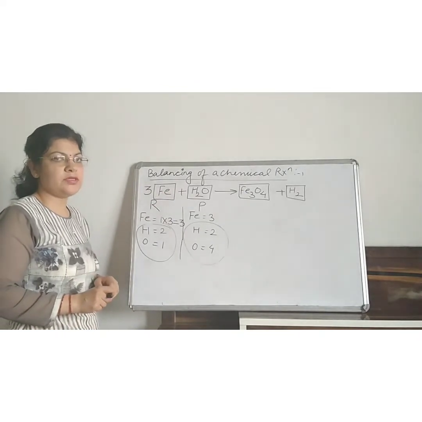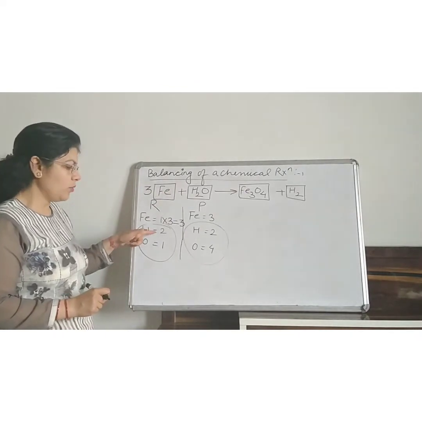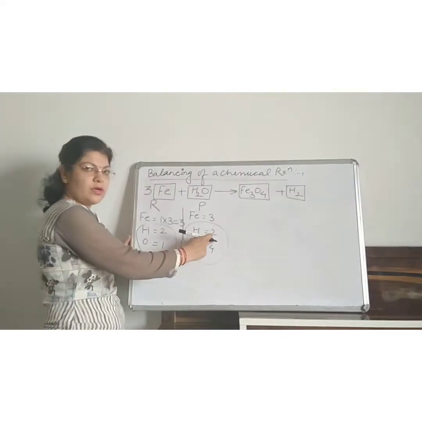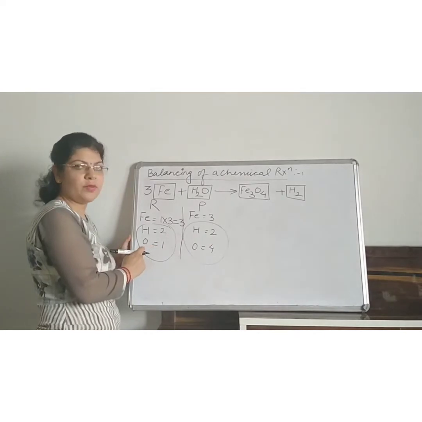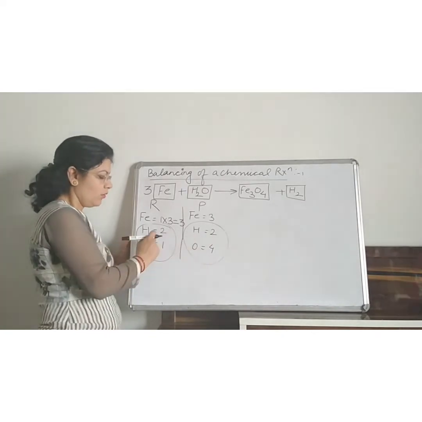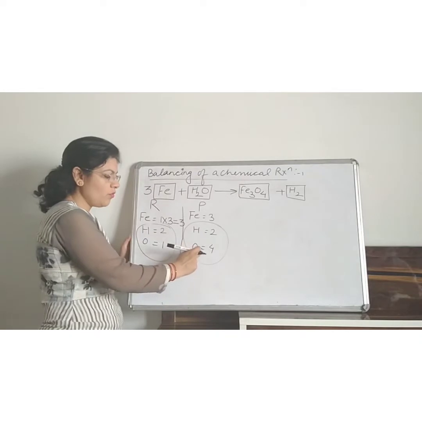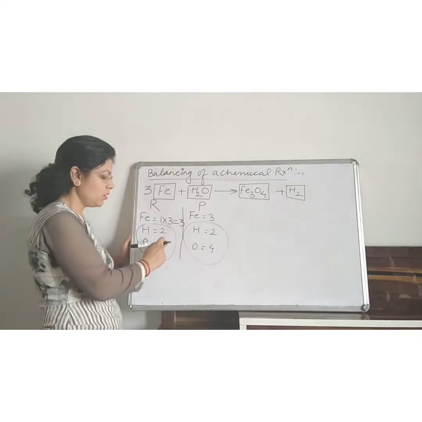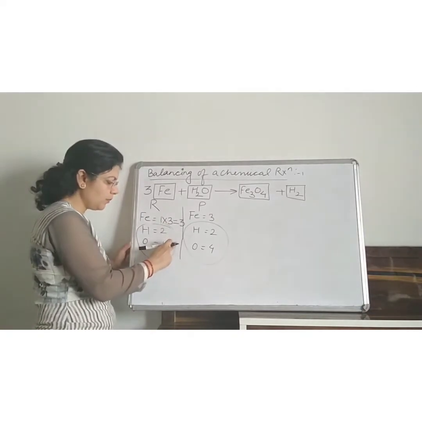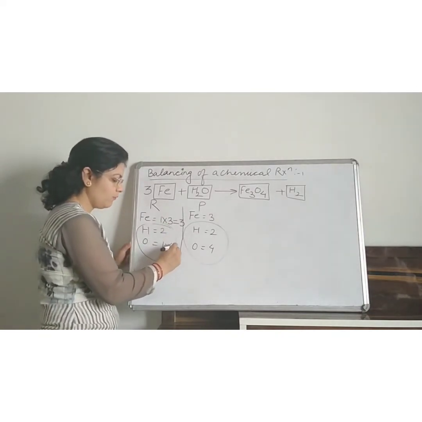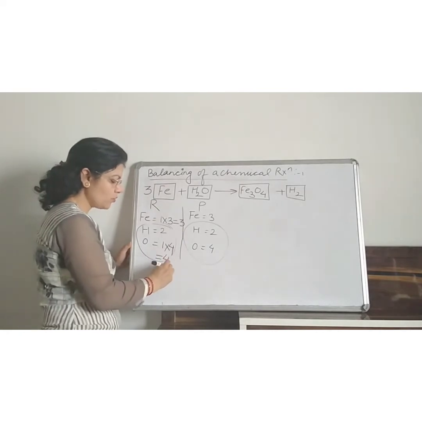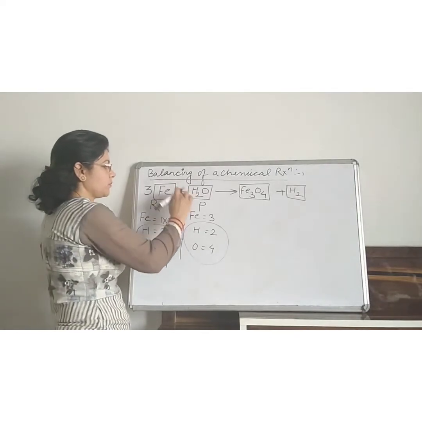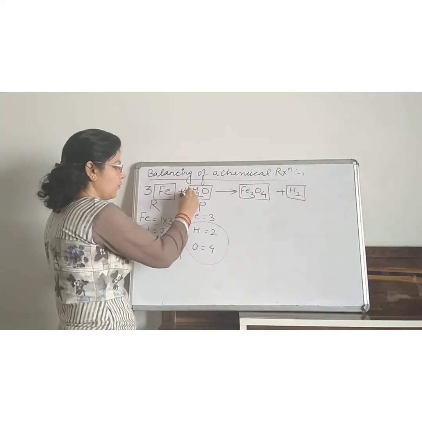Our next step is to balance hydrogen and oxygen. In this chemical reaction, hydrogen is already balanced. Now we have to balance the oxygen atoms. The number of oxygen atoms on the product side is 4 and on the reactant side is 1. So we have to multiply by 4 so that the number of oxygen atoms on both sides becomes equal. So put 4 here.